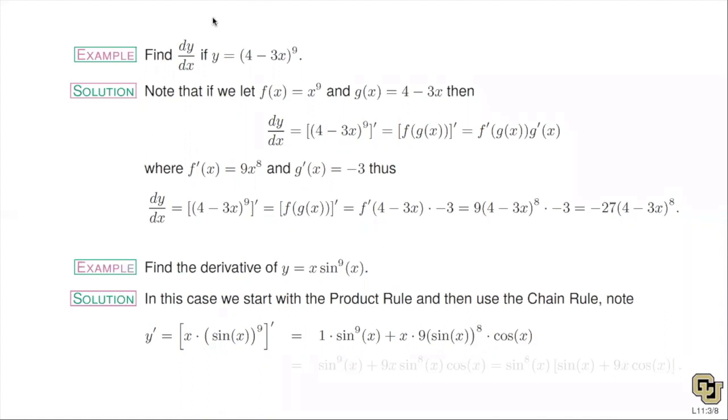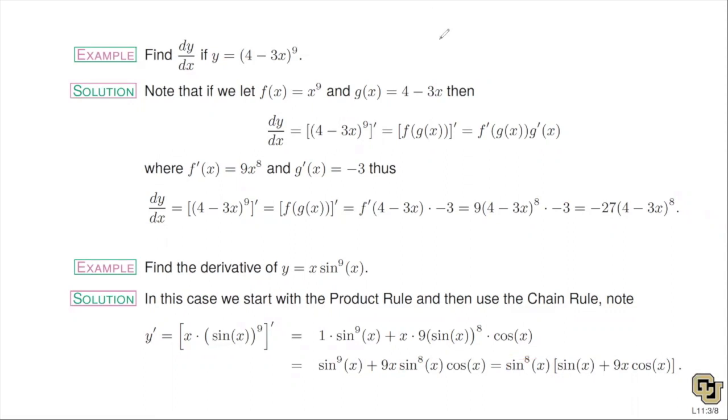The only other thing left to do is to simplify it. When I multiply stuff together, I notice that there's a common term, sine to the 8th of x, sine to the 9th of x, so I can factor out a common term. That's what I do here. I factor out the sine to the 8th, and that's it. That's my final answer here.